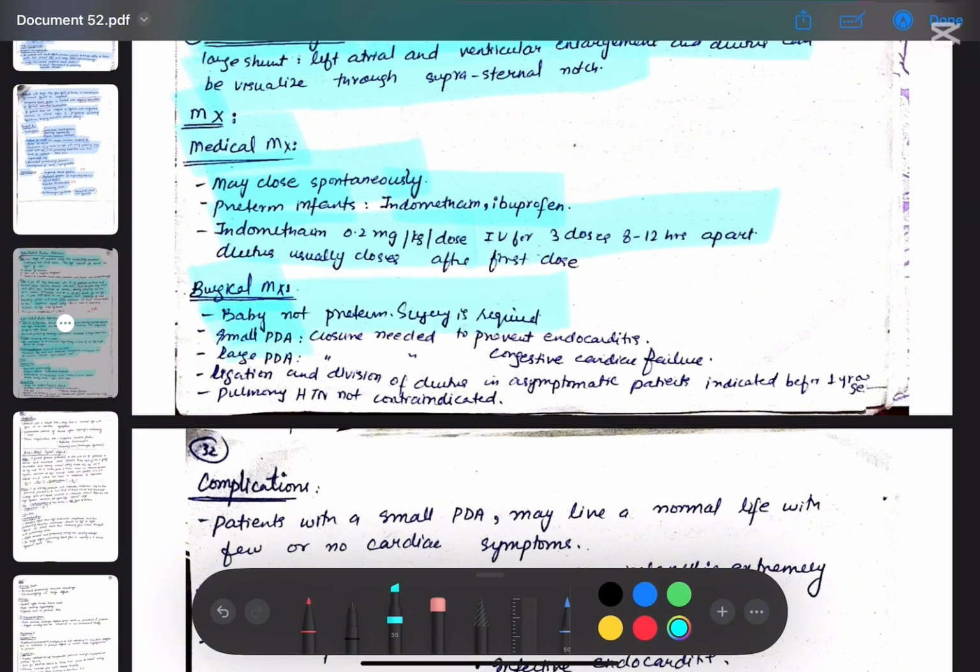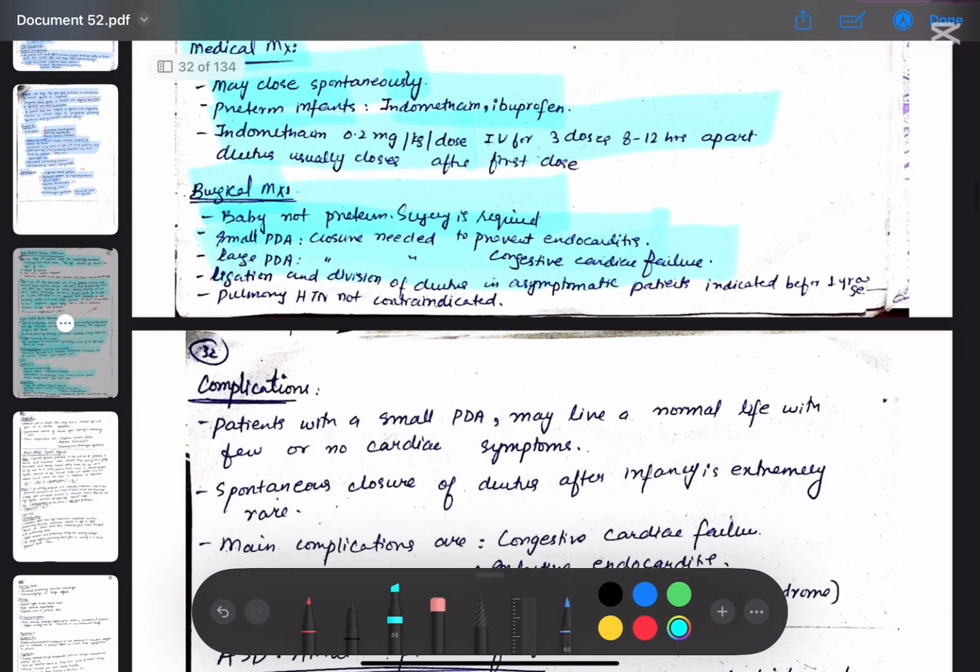The closure of a small PDA is needed to prevent endocarditis, and in a large PDA, the closure is needed to prevent congestive cardiac failure. The ligation and division of the ductus in an asymptomatic patient is indicated before 1 year of age, and in pulmonary hypertension, it is not contraindicated.